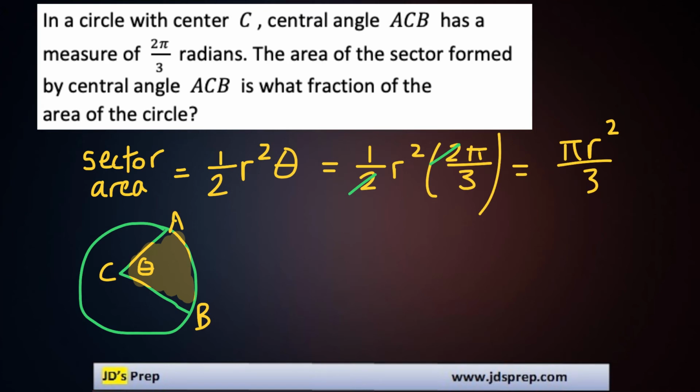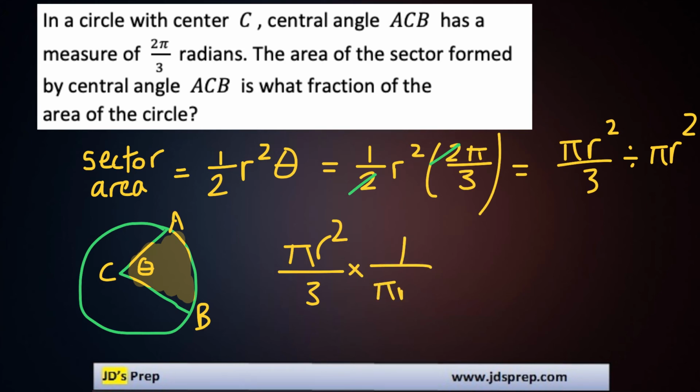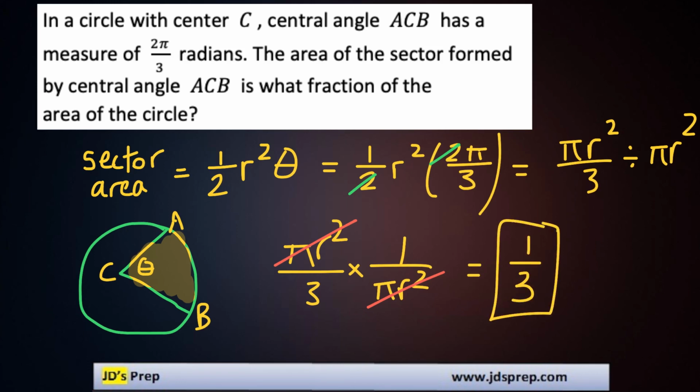Now to turn that into a fraction of the whole circle, we would divide that by pi r squared, the entire area of the circle. We can rewrite that. It's the same thing as pi r squared over 3 times the reciprocal of that, so it would be 1 over pi r squared. And conveniently, pi r squared is canceled on the numerator and denominator, so really we get an answer of 1/3. So that sector represents 1/3 of the entire area of the circle.